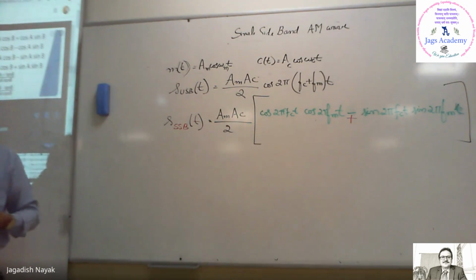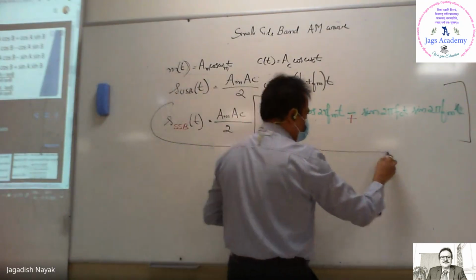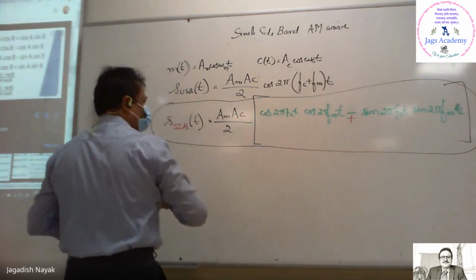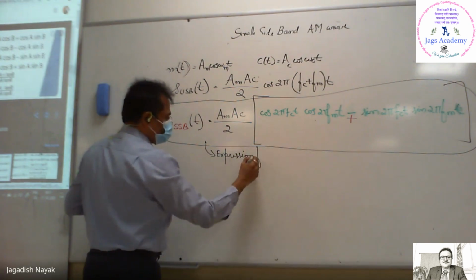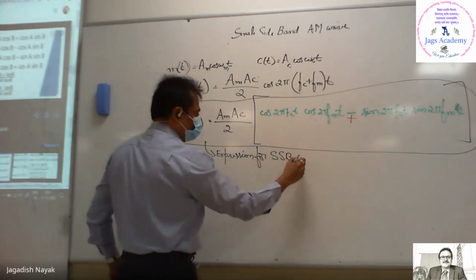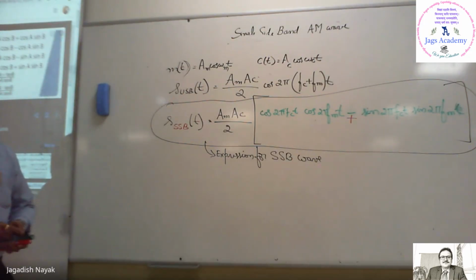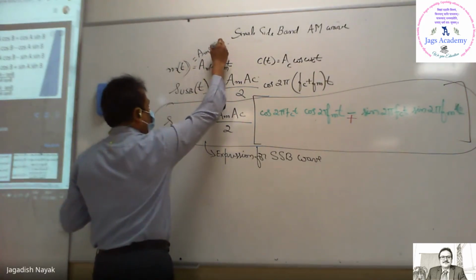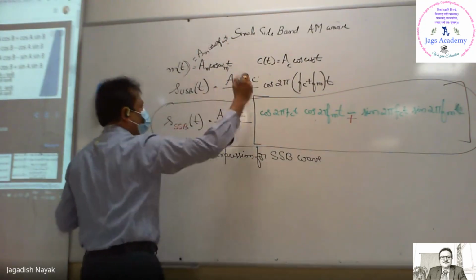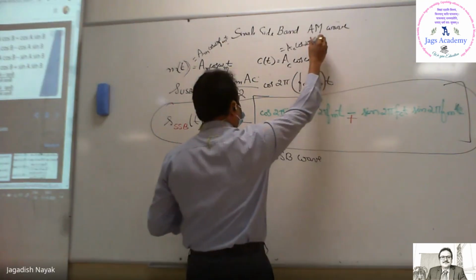What is this actually? What you see here is the expression for SSB wave. This is also equal to Am cos 2 pi fmt. This is also equal to Ac cos 2 pi fct.